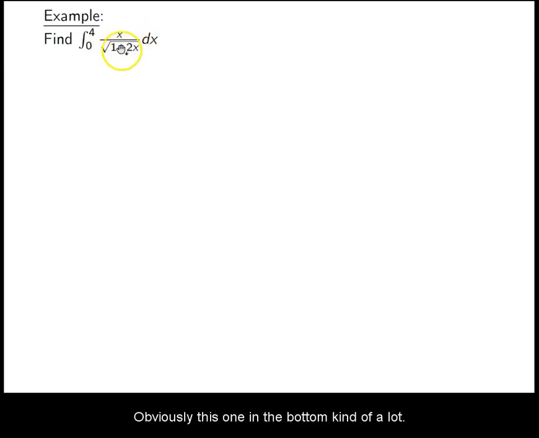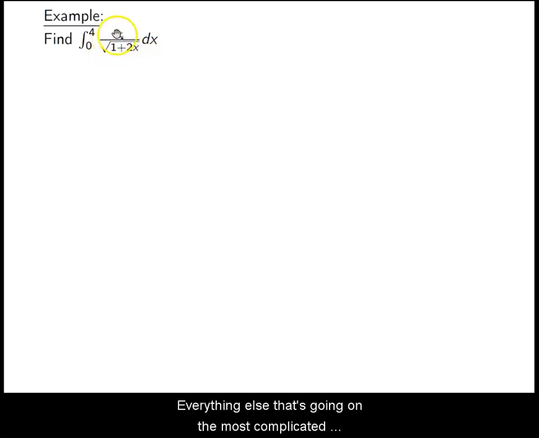Alright, so we're back. Hopefully you attempted this problem. What do you think our choice for u should be? It should be pretty straightforward. Obviously the bottom is a lot compared to everything else that's going on. The most complicated looking thing here is this 1 plus 2x that's under the square root sign. So let's make that our substitution.